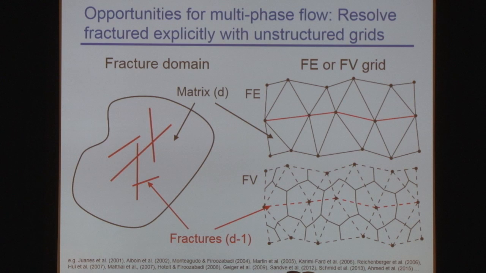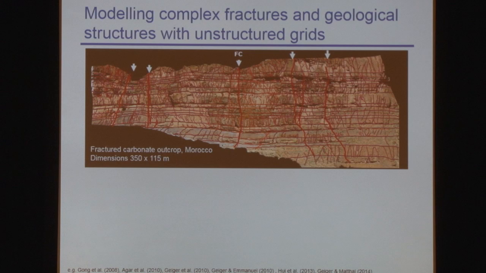The idea is quite simple in these many different variants: you have your domain of dimension D, so this could be 2D or 3D, and your fractures are of dimension D minus 1. So in a 3D domain, your fractures would be two-dimensional surfaces, and then you use some finite element or finite volume methods that honor the shape of the fractures through unstructured grids. The nice thing is that we can then model complex fractures and geological structures using unstructured grids.